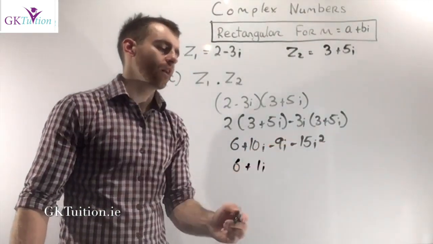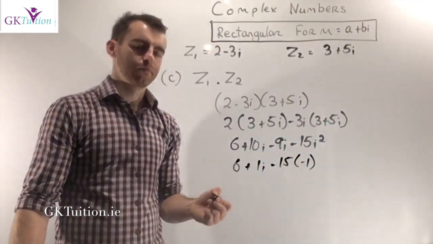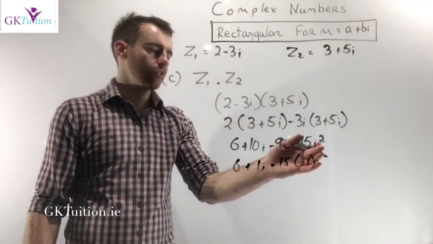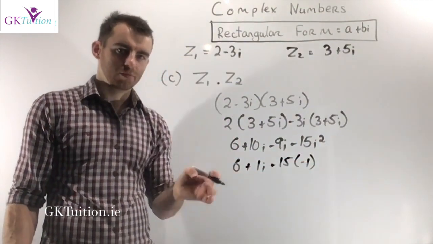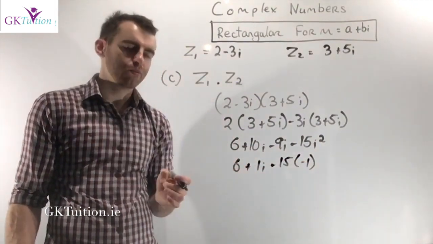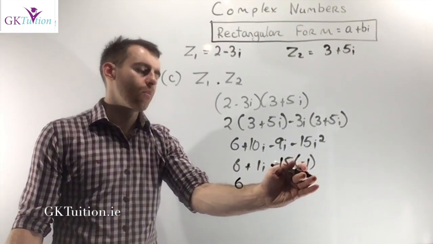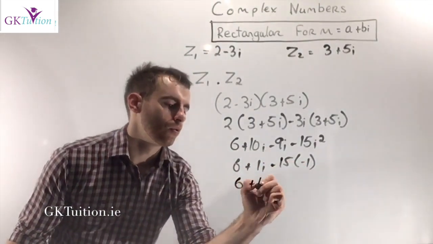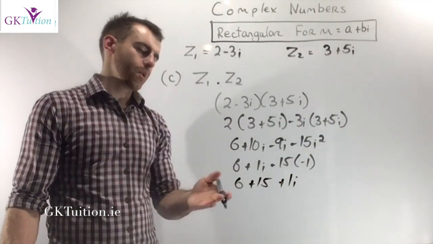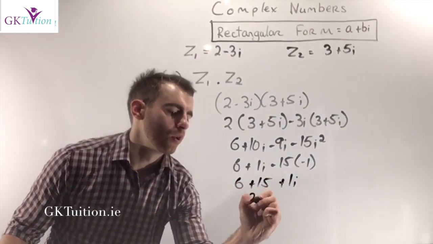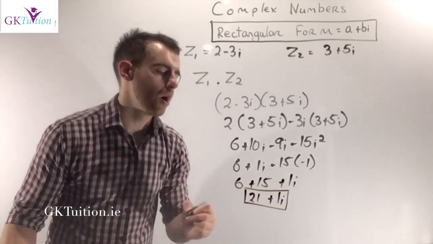And then minus 15i squared becomes minus 15 times minus 1. So in fact, you should realize that if there's a term with an i squared in it, it's a real value. The i is eliminated and I end up with a real number. And minus 15 times minus 1 is plus 15. So I can group the 15 with the 6, and the only imaginary element I have is plus 1i. Now 6 plus 15 works out as 21, and your final answer there is 21 plus 1i.